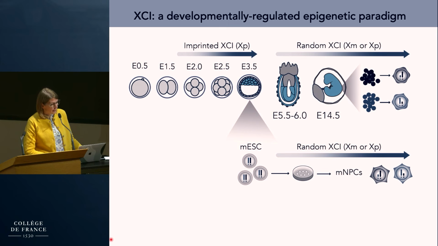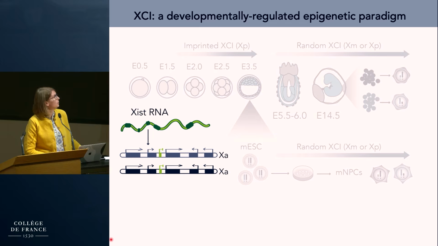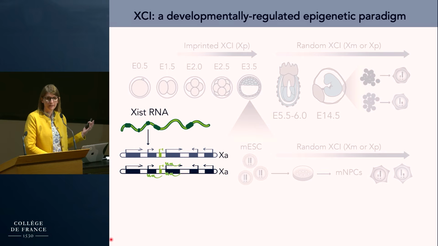So for both waves of X inactivation, the major player of the process is the long non-coding RNA Xist. And as we just heard at the very beginning of X inactivation, Xist is monoallelically upregulated from one allele, and it spreads all over the place and silences almost entirely one of the X chromosomes.